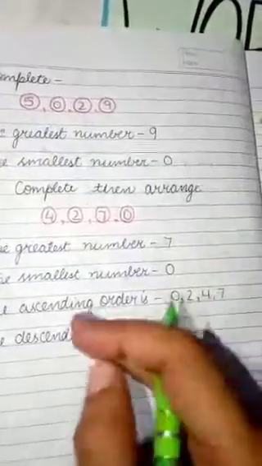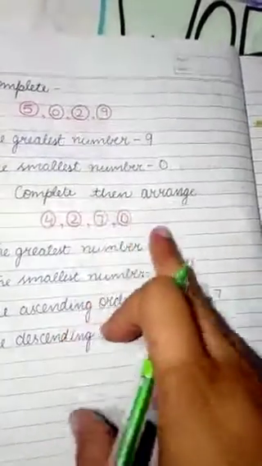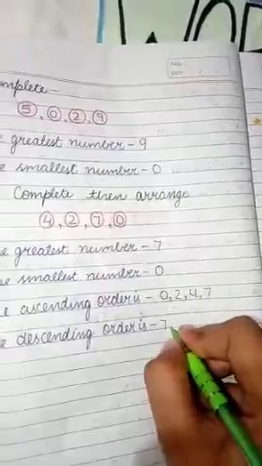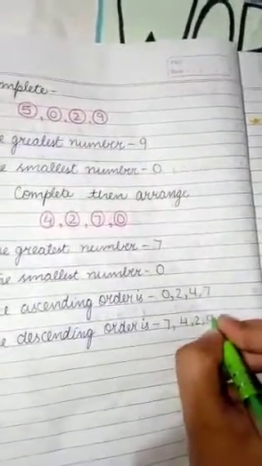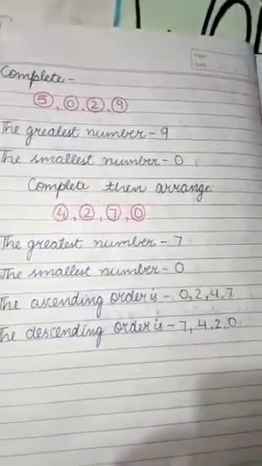Descending order is from greatest to the smallest. So the greatest number is 7, then 4, then 2, then 0. Understand?